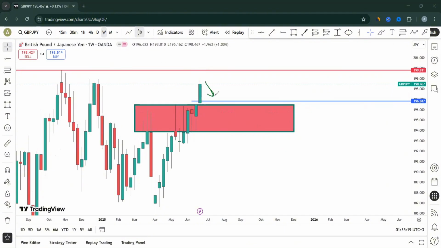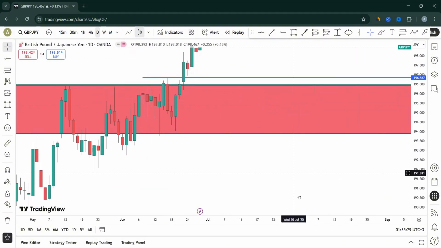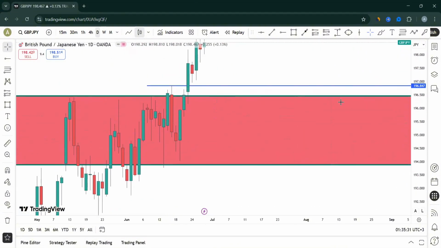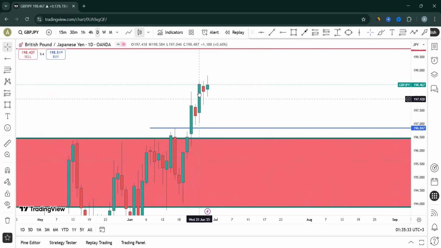We shall expect a pullback, then we can continue. Now let's see how far we can get that pullback. Now we can see that further in the daily time frame. When you come down to the daily time frame, we did have this area. If you see this high here was not tested even in daily, the price pushed higher, attempted to pull back to this level but did not reach, then pushed higher again.